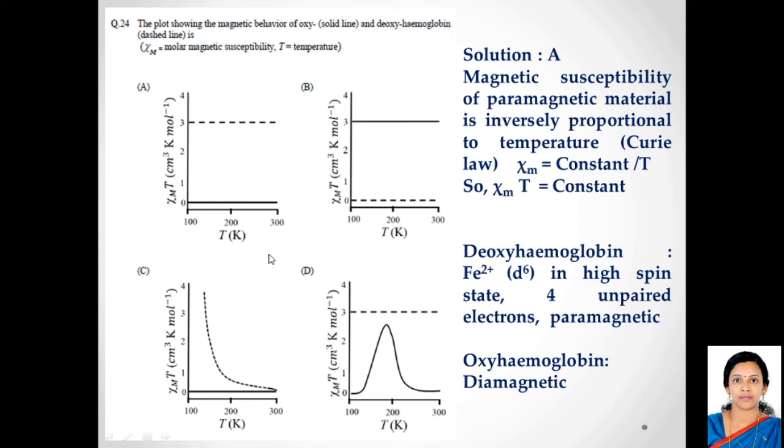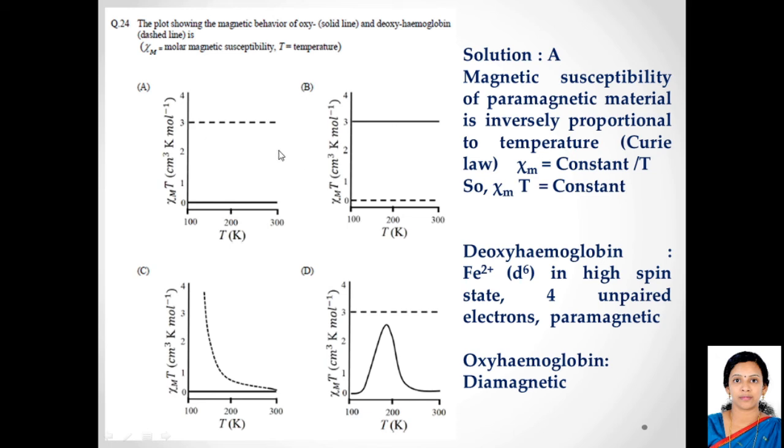So some students might accidentally choose option C, because they'll say, okay, the dotted line is for the deoxyhemoglobin. Deoxyhemoglobin is paramagnetic, and according to Curie's law, magnetic susceptibility is inversely proportional to temperature. So as we increase the temperature, the magnetic susceptibility will decrease. But make sure what you see here on the y-axis. On the y-axis it is magnetic susceptibility multiplied by temperature. Now magnetic susceptibility multiplied by temperature is a constant.